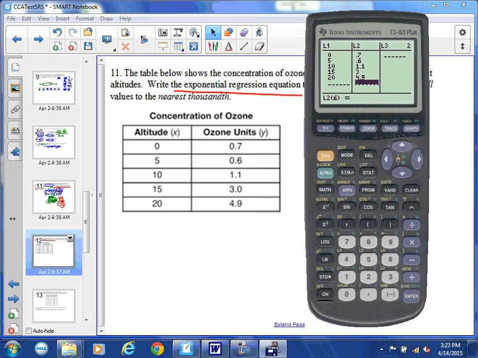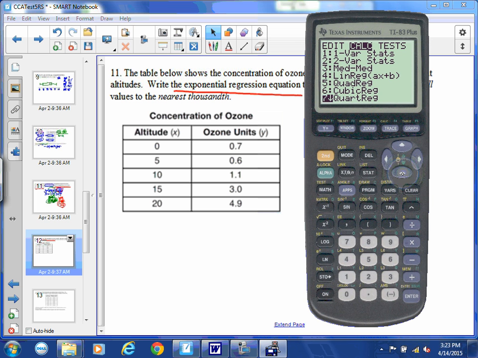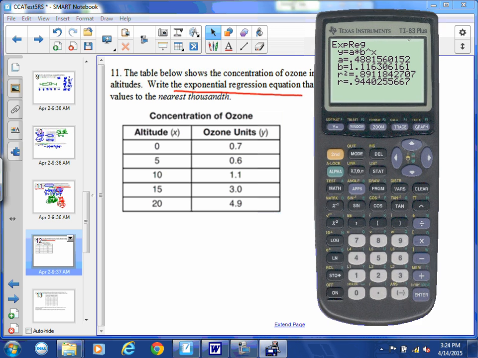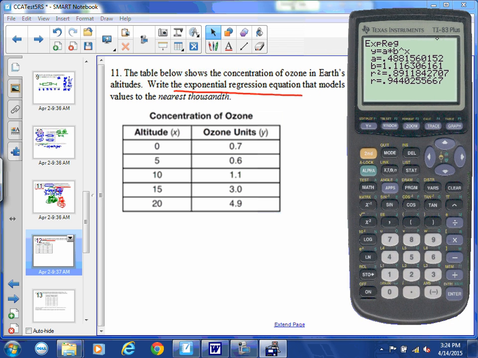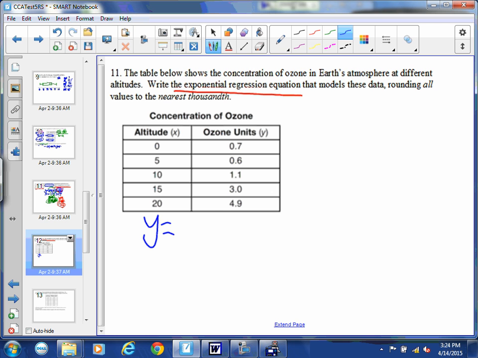It wants an exponential regression. Stat, calc. Tab down to exponential regression, which is option 0. Enter. Your screen looks different than mine. Just tab down to calculate. Now it tells me y equals a star b caret x. We know in high school what that means. If you don't know what that means, I'm going to tell you.